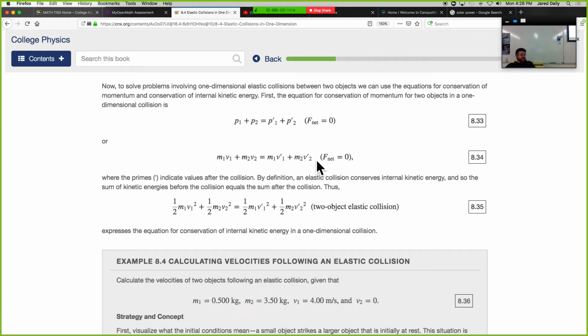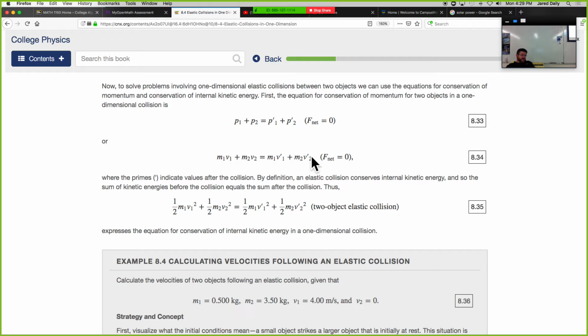There are two of them. The first one is the momentum equation. Sum of the momentums: the momentum of the first one plus the momentum of the second at the beginning equals the momentum of the first plus the momentum of the second at the end. This is what it looks like if you break it down into masses times velocities, where this prime means the final velocities.